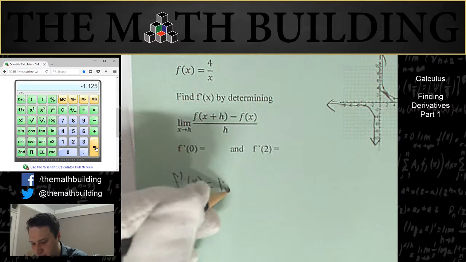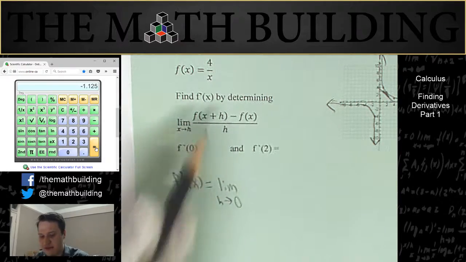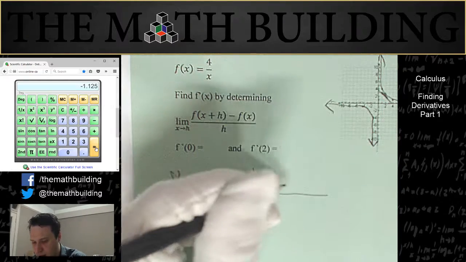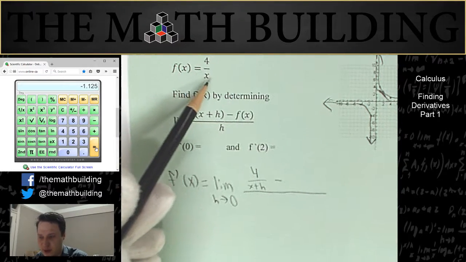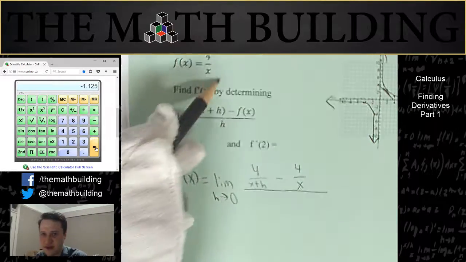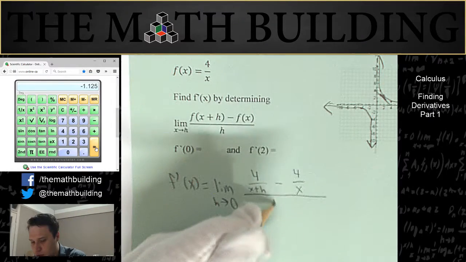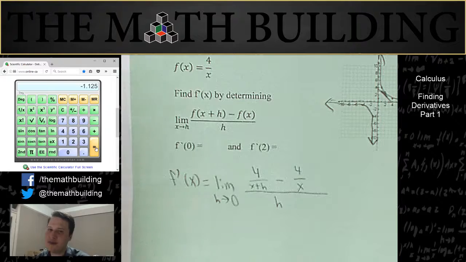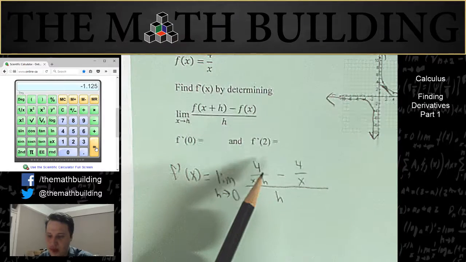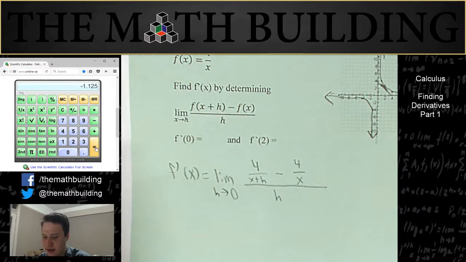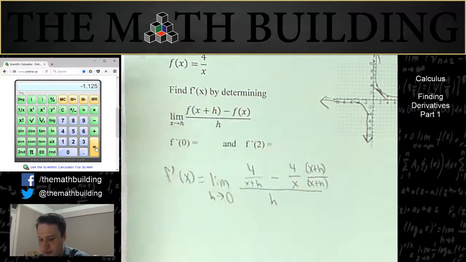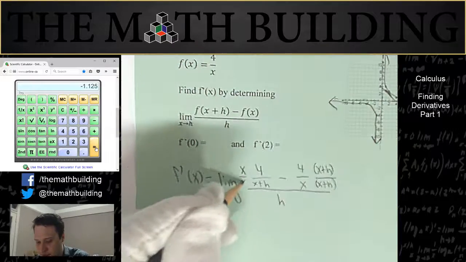The derivative is equal to our limit as h goes to 0. f of x plus h is going to be 4 divided by x plus h, right? Because I just replace x with x plus h, minus 4 over x, because f of x is just 4 over x, all over h. Okay, we've done a problem similar to this one already, but as a reminder, first we need to combine these two fractions, and we can only do that when we have a common denominator. So the trick is to multiply this side by x plus h over x plus h, and multiply this side by x over x.